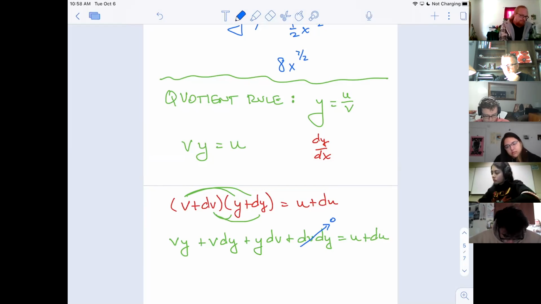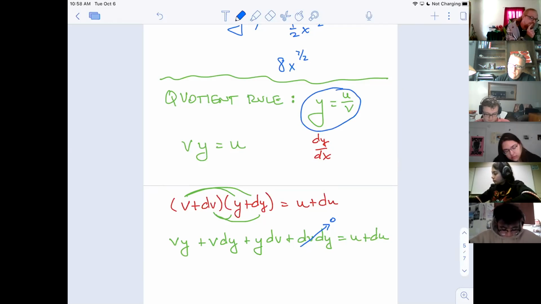What else can I do? Replace anywhere where there's a normal y with u divided by v. That's right. Back up here, I can replace y with u over v, or down here I can replace u with v times y or v times y with u. Like I can do that. Are any of those more helpful than any other ones?